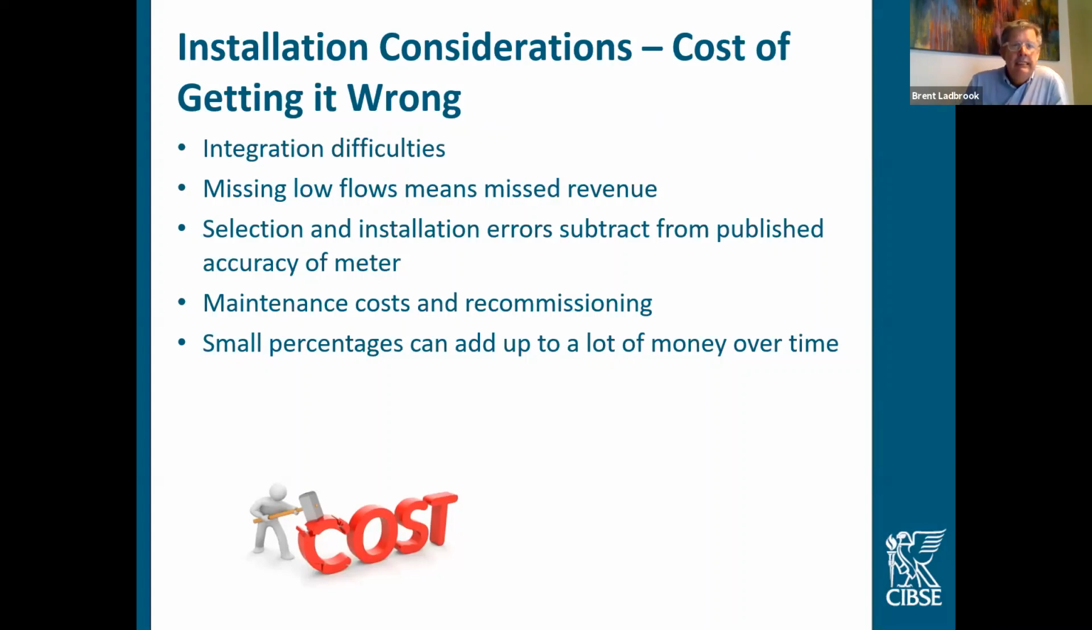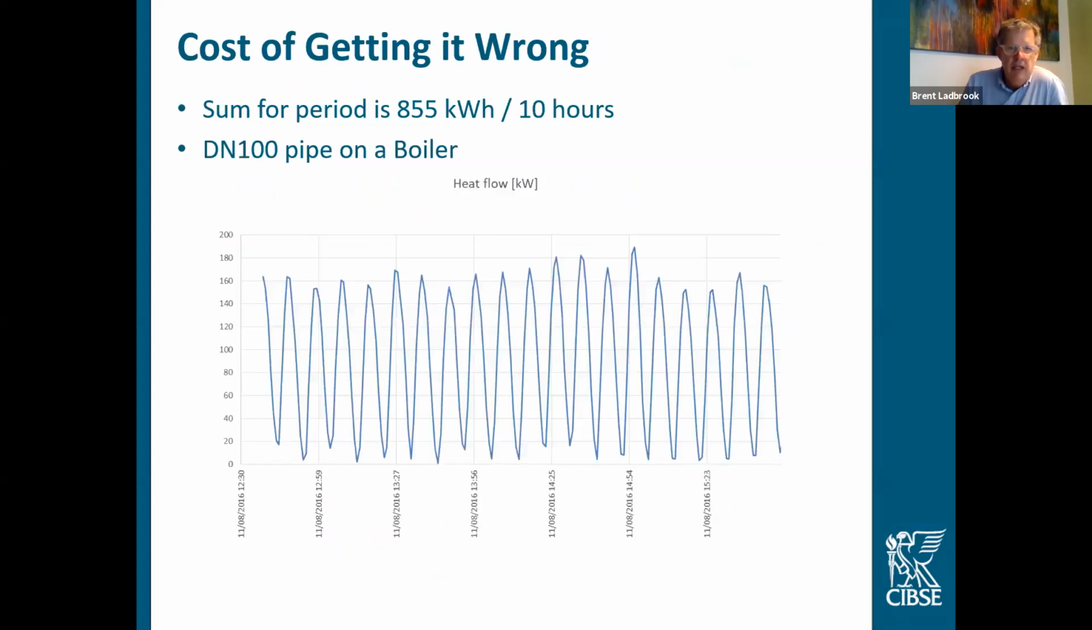Cost of getting it wrong. Integration difficulties, nothing worse than getting everything right, and then always, you know, the last 1% of the project takes 10% of the time, making sure that it's going to be read by your BMS. Missing low flows means missing revenue. And remember that selection and installation errors, no matter what the meter or what any sort of sensor, will always subtract from published accuracy. Keep in mind, what are your maintenance costs and recommissioning? What's the cost of getting it wrong?